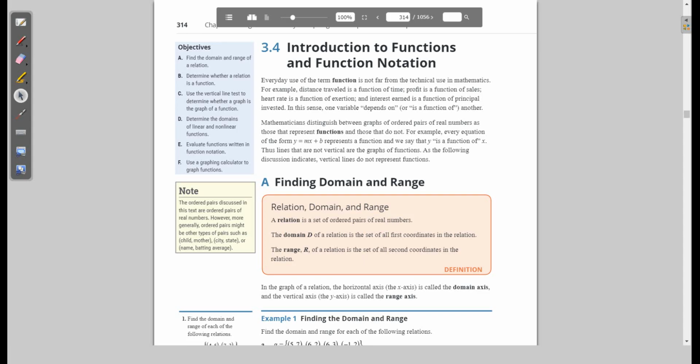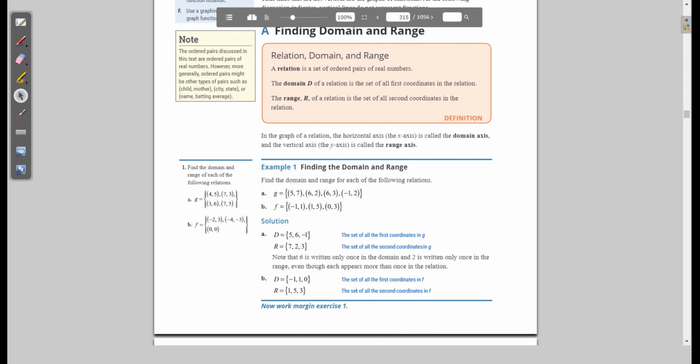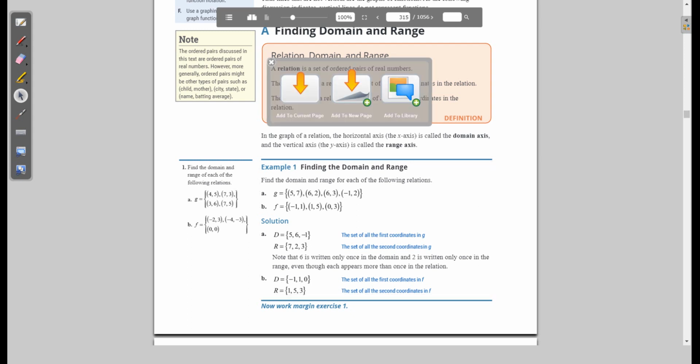Moving forward, let's find the domain and range of these problems. And honestly, this is just one of those where I don't necessarily have to do any computation, right? I can probably snip this. So here we go. Example 1, finding the domain and range. Find the domain and range for each of the following relations. So A, we have G, which are the points (5, 7), (6, 2), (6, 3), (-1, 2).